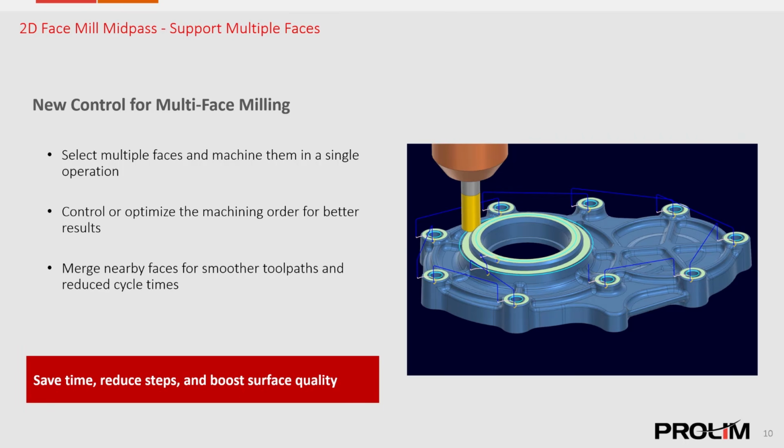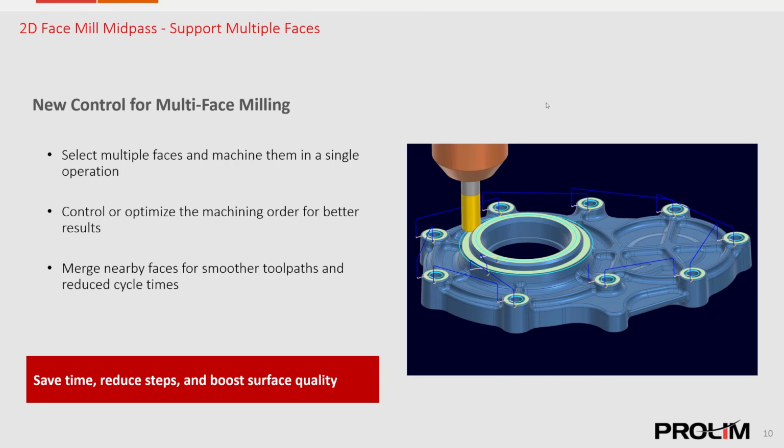So the next one is for the 2D face mill mid pass. As you know, we already have a mid pass in the previous versions, but in this enhanced face mill mid pass operation, it has the ability to create a toolpath across multiple separate faces. So now it gives you greater control and efficiency than before, when machining individual faces required multiple operations or complex setups. But now you can simply select the multiple faces at once and organize them into machining sets, and even reorder those sets as needed.